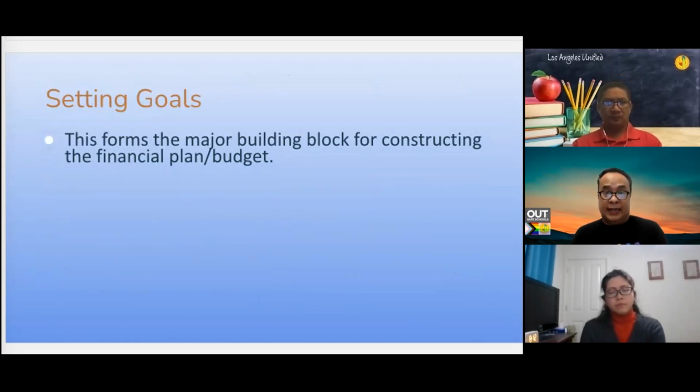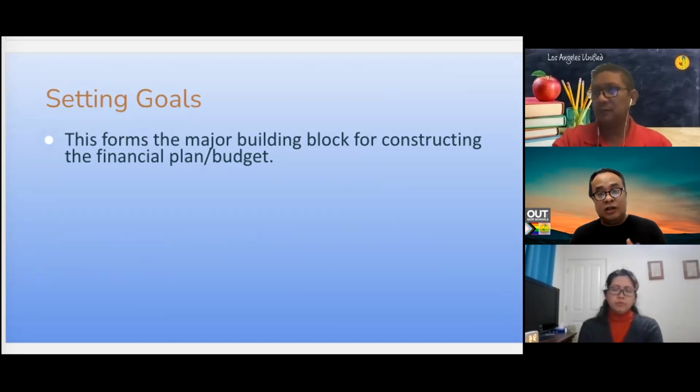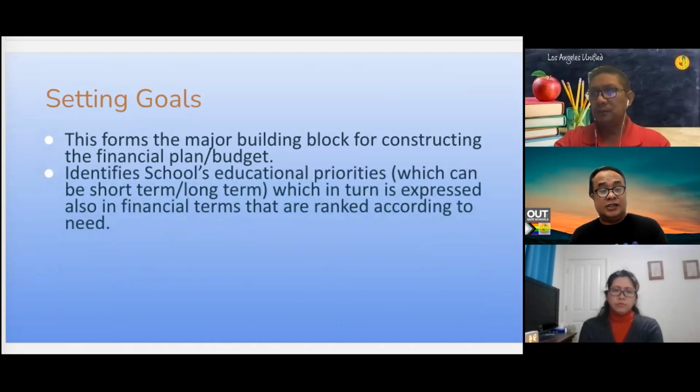So when you say what current goals are needed in the development of the school as it moves forward: does it need to achieve proficiency, say, performance level in academic areas? Making teachers more abreast with the current trends in education by providing professional development. Things like this are based on the administrator's analysis of the current state of the school as it aligns with the school's mission and vision. It also identifies the school's educational priorities. Some of the priorities could be short-term, or they could be long-term.